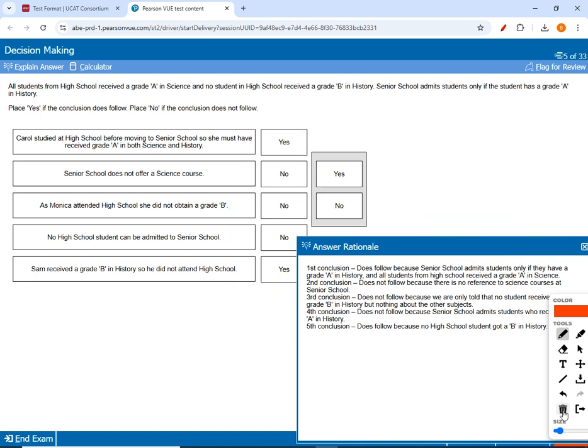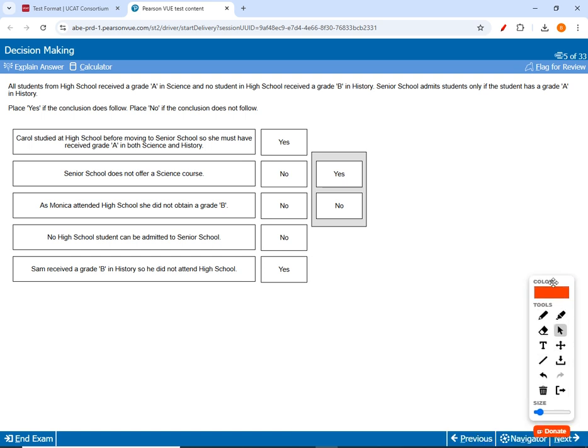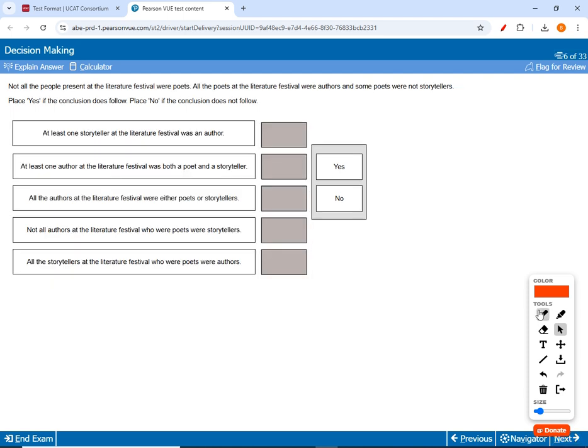Okay, moving on. Next question now. Okay, here we are. What are we doing? Not all people in the literature festival were poets. Now, whenever it says not all, that means there is a likelihood that all possibilities are there. Not all people at the literature festival were poets.